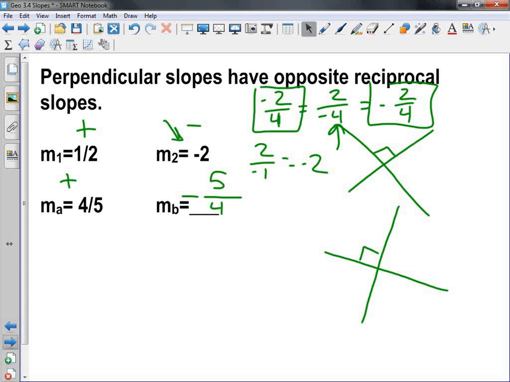Good. You guys understand perpendicular slopes? Yes. Okay. Opposite reciprocals, right? What about parallel slopes? Oh, they're the same.